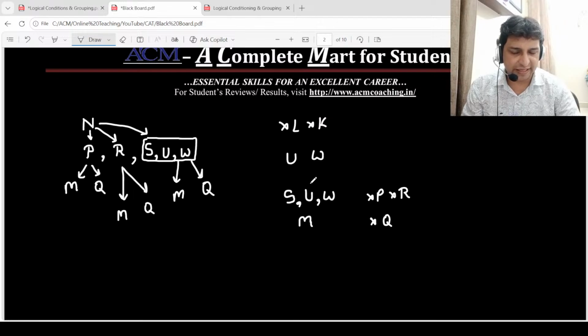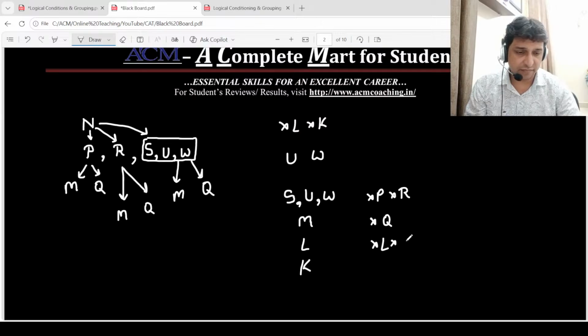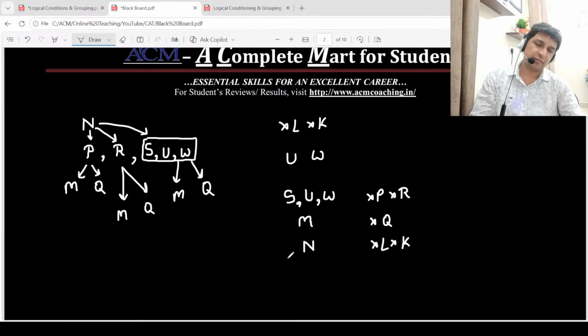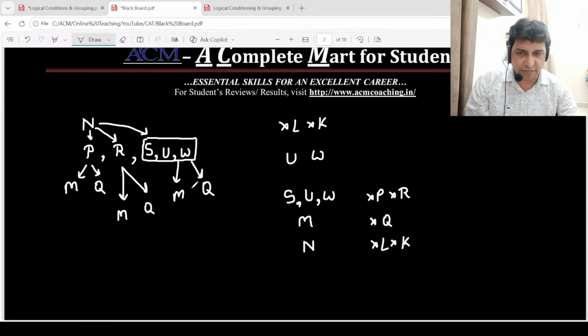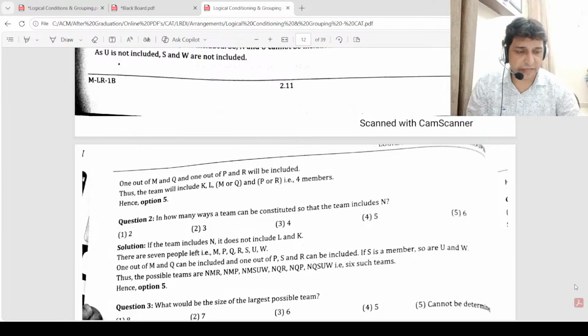That is L, U, and K. Now, if I take L and K, the problem is L and U cannot be together. So I can't take L. So I need to remove L and I need to remove K along with that because they always come together. So the maximum people that can be in the team is going to be 1, 2, 3, 4, and the fifth that we can have, who is left? N is left. So we can have N. So the same team which we just made is going to be the answer to this question also.